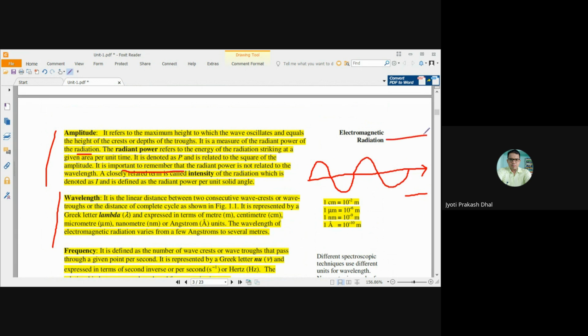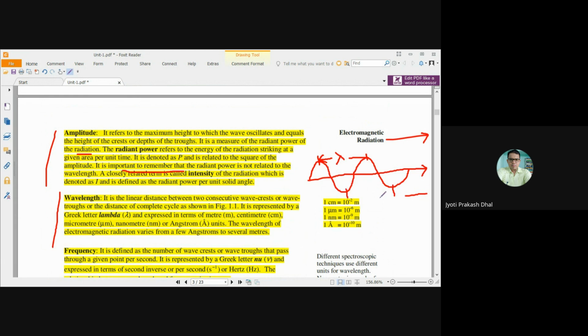From left to right, that is the direction of propagation. So now, what is wavelength? The wavelength is the distance between two consecutive crests, or the distance between two consecutive troughs. That is known as wavelength.